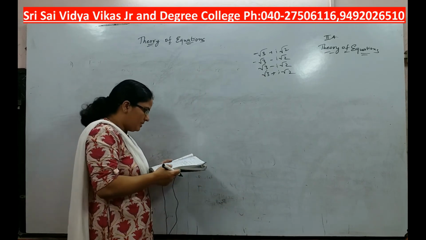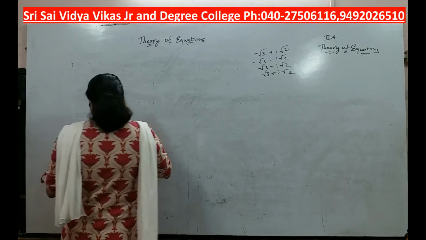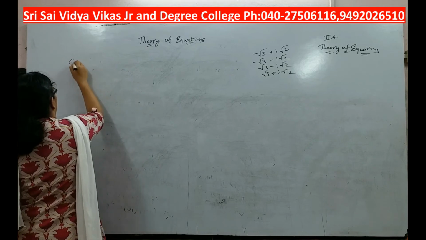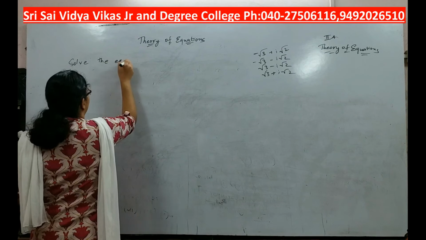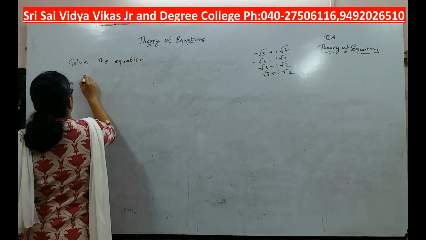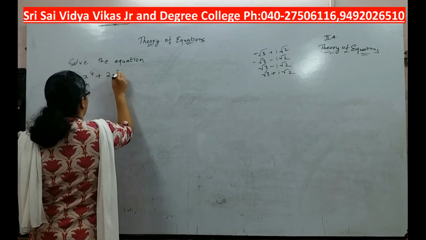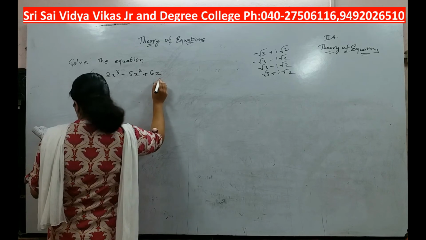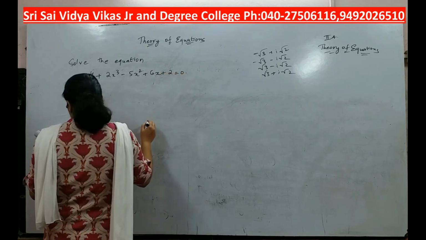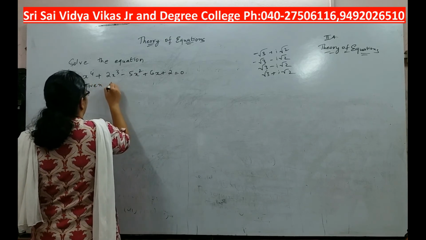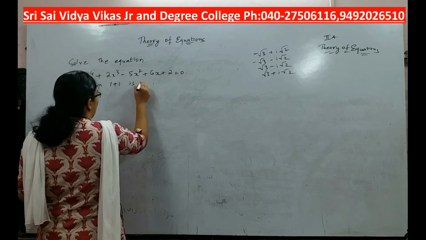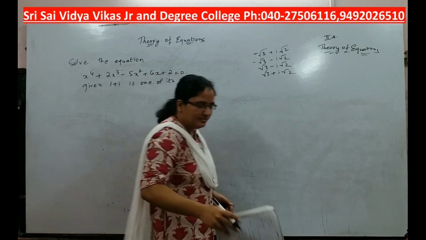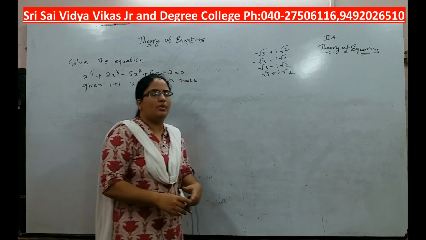Now we shall discuss the next set of problems. Solve the equation x power 4 plus 2x cube minus 5x square plus 6x plus 2 is equal to 0, given 1 plus i is one of its roots. This is a new method. Just look at the board.